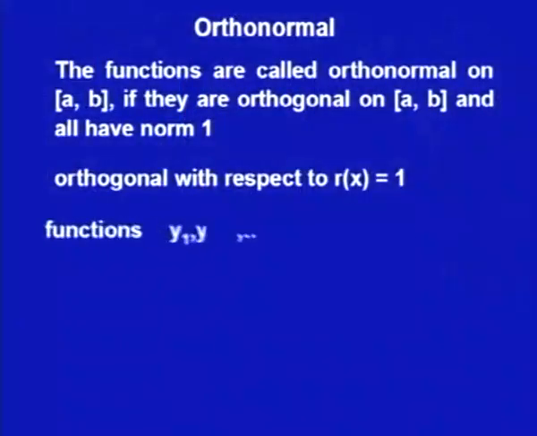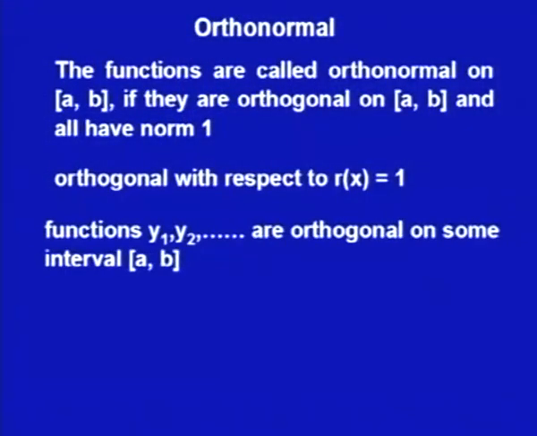Now, if r x, that is the weight function, is 1 uniformly all over, then we do not say orthogonal with respect to or orthonormal with respect to, we simply say orthogonal, and the definition is also revised. So, see the revised definition.